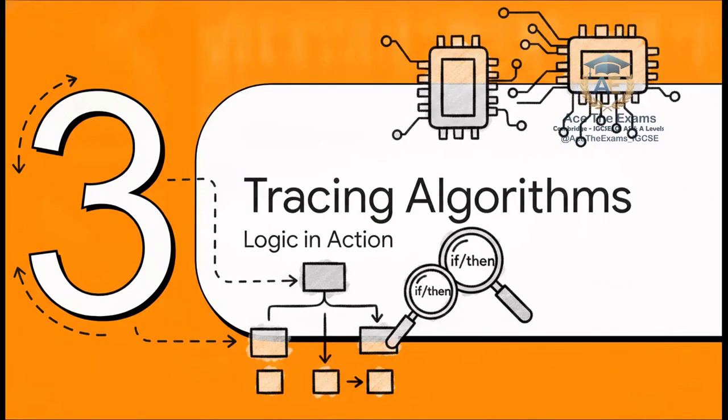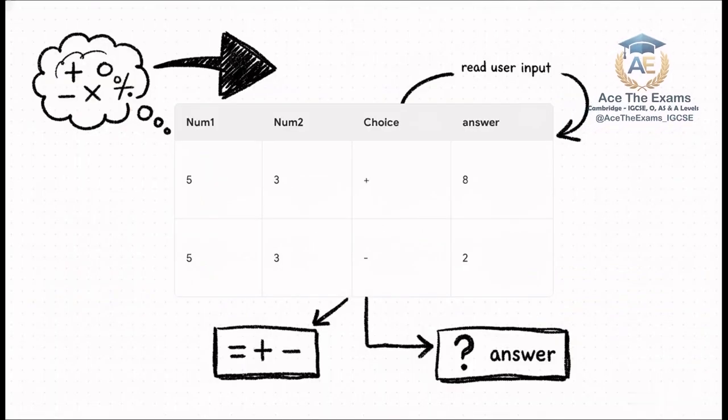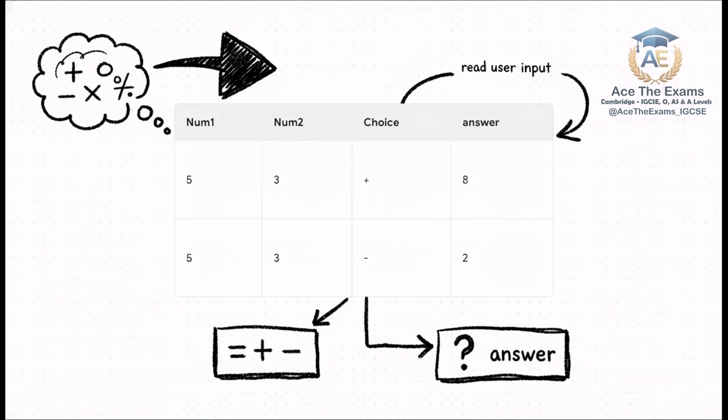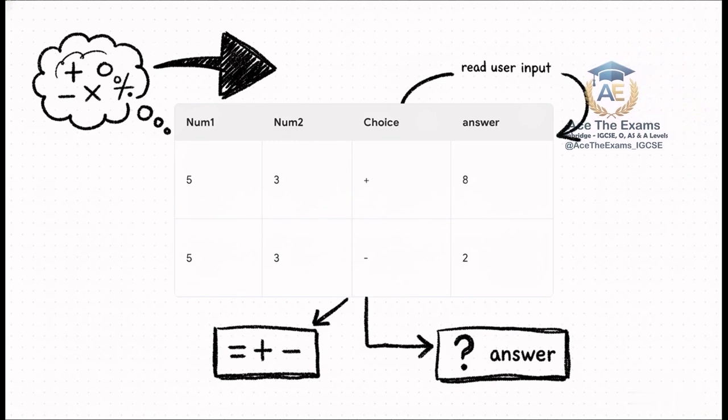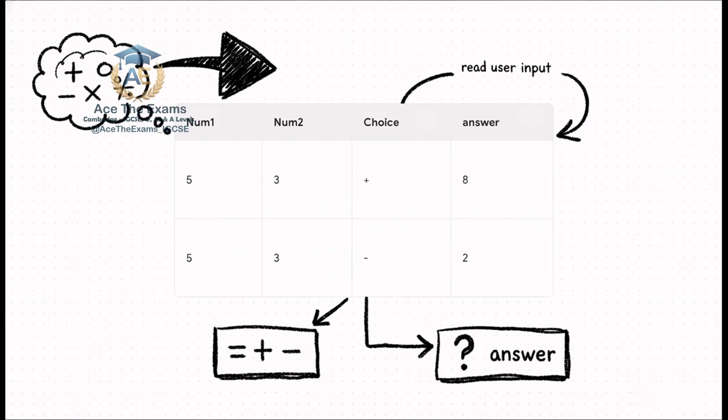Okay, let's put this into practice with Section 3, Tracing the Algorithm. And this brilliantly illustrates exactly how the logic works under the hood. This trace table tracks our variables as a user inputs a mathematical operator. So we've got num1, num2, choice, and answer. When the algorithm reads the user's input into that choice variable, let's say they type a plus sign or minus sign, the case statement physically executes by evaluating that specific input against its predefined list of values. It's not just guessing, right? It physically traces down the logic path that explicitly matches the current state of the choice variable.